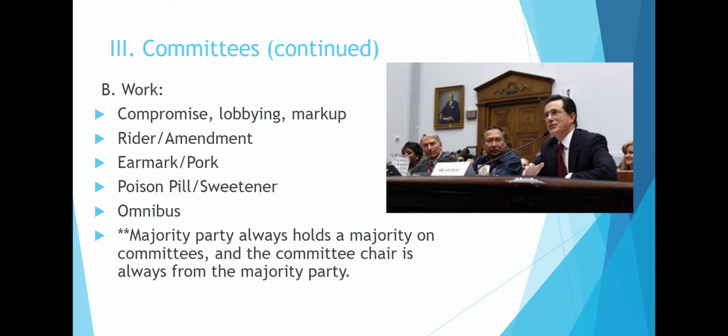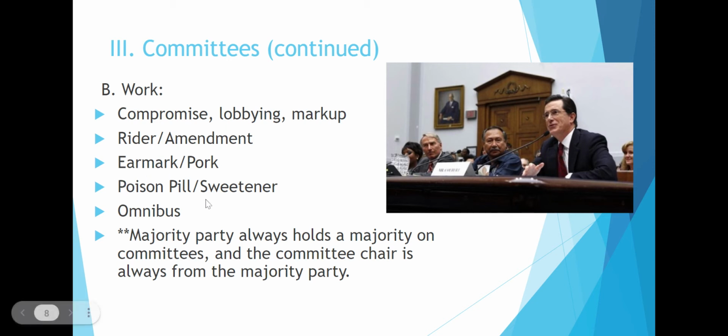So earmarks, pork, that is a great way to have a little compromise chip with someone who maybe is of the other party, who wouldn't otherwise support the bill. But now we're going to help you out. We're going to make some jobs in your district so you can come support this bill.